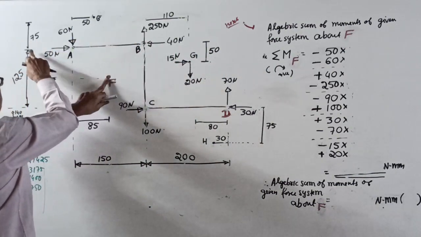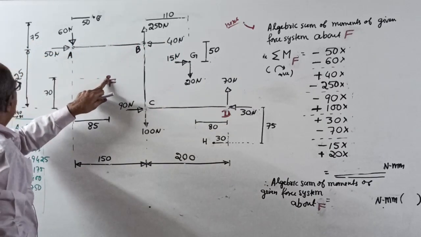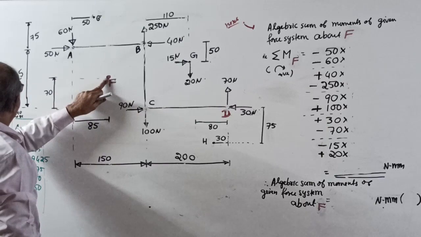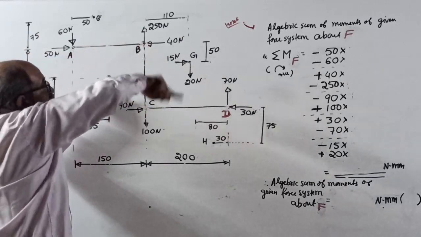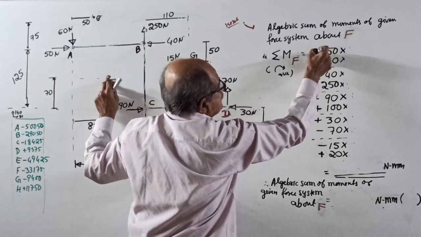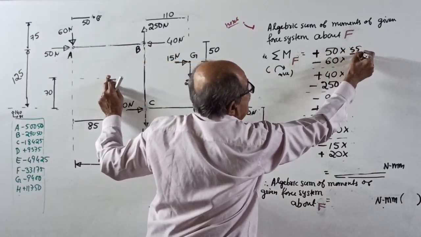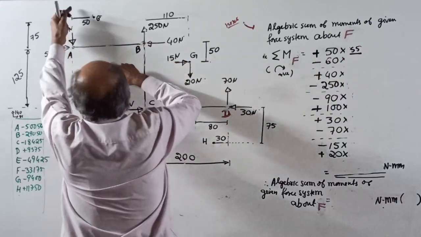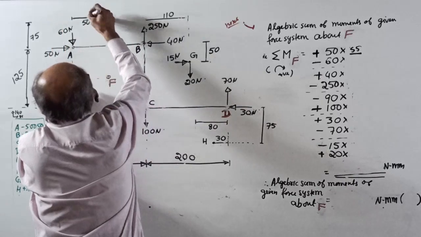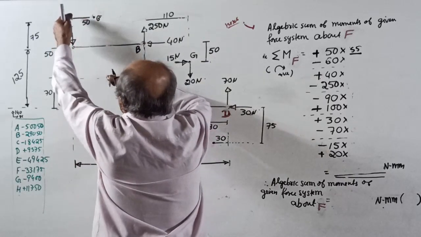How much is it? This is 125. This is 70. 125 minus 70 means 55. 50 into 55 clockwise. You should write it as plus clockwise. 50 into 55. See, underlining. Write how you got 55. 60 into directly. No, not that point. See, that is the E point. F point marking is here. Be careful. That is the E point.